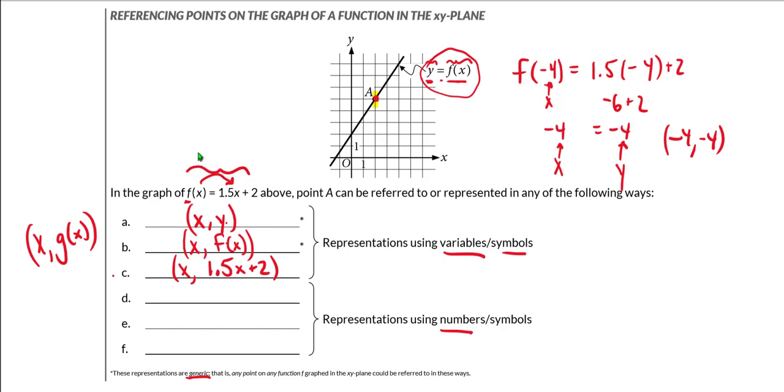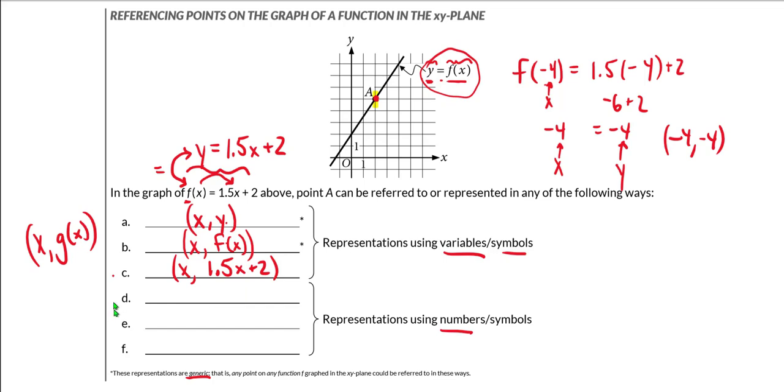And I've said this before, I'll say it again. We can also write this equation as y equals 1.5x plus 2, because once again, y and f of x are being represented as being equal here.